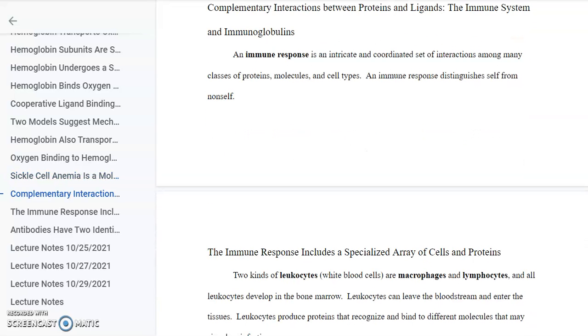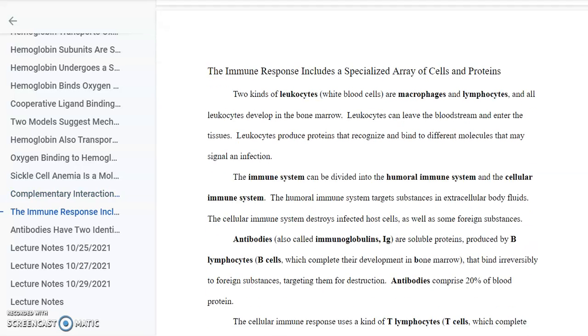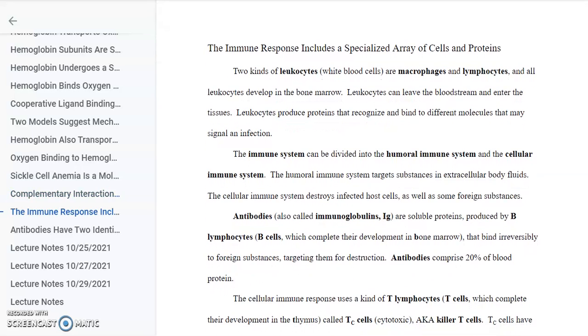Complementary interactions between proteins and ligands, the immune system and immunoglobulins. An immune response is an intricate and coordinated set of interactions among many classes of proteins, molecules, and cell types. An immune response distinguishes self from non-self. The immune response includes a specialized array of cells and proteins.